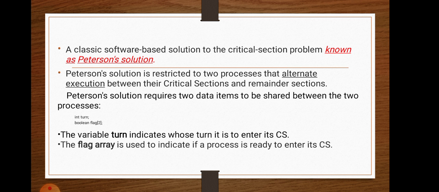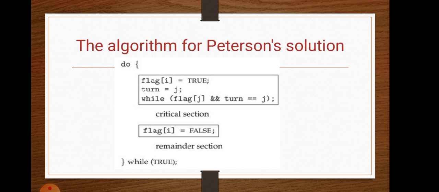Clear? So these are the two important variables we are going to use in Peterson's solution, and you need to remember the purpose of those variables. Turn indicates whose turn it is to enter its critical section, and similarly the flag array is used to indicate whether that process is ready to enter its critical section. Now we will see the algorithm of Peterson's solution.